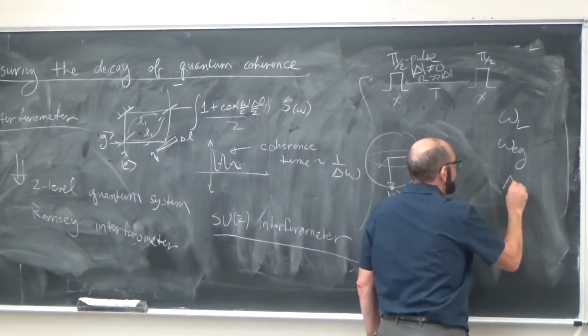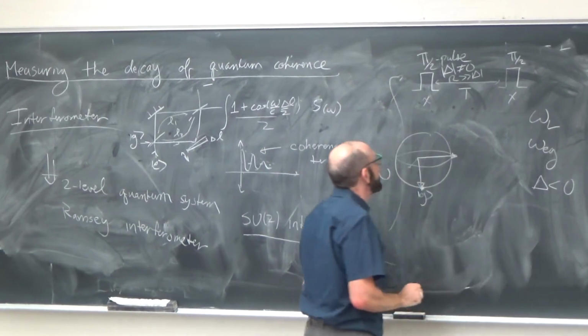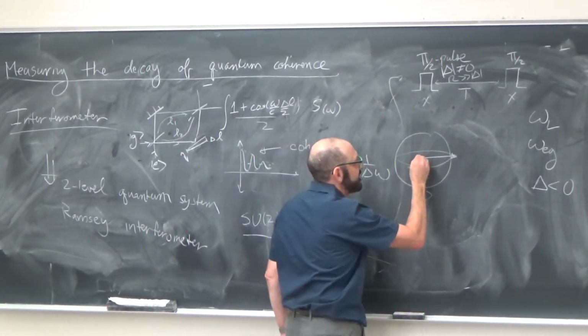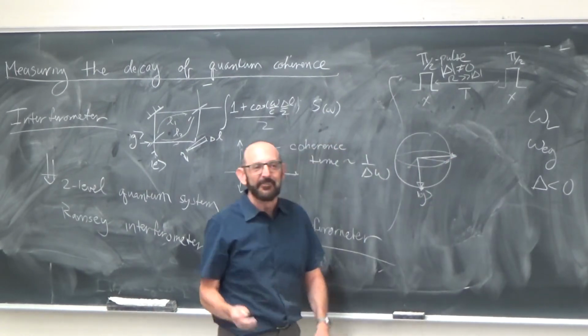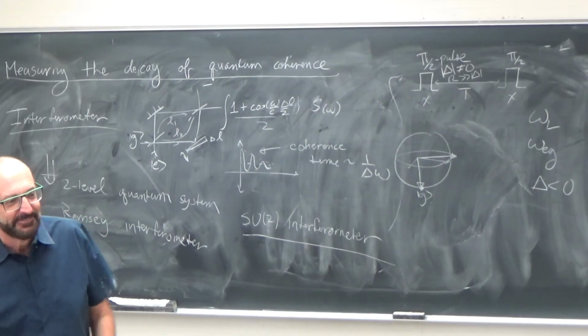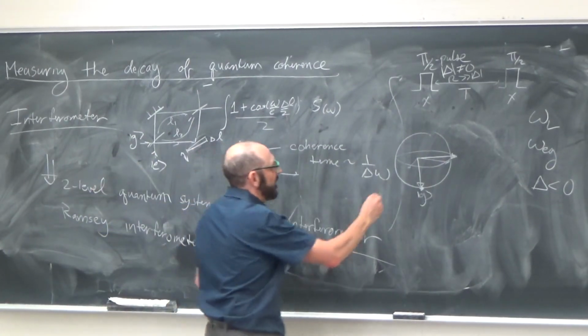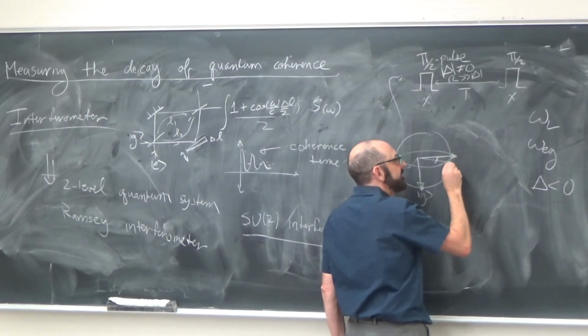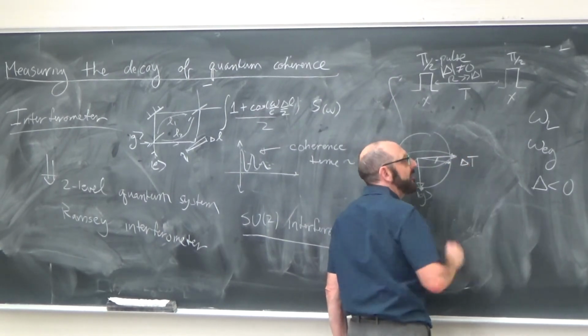Let's, for simplicity of drawing, because I'm so bad at drawing perspective, make this thing negative so that it precesses this direction. So it goes the other way. I can't draw on the other side of the sphere. Okay? So, at this point, right here, the Bloch vector is here, and it is processed by that phase.